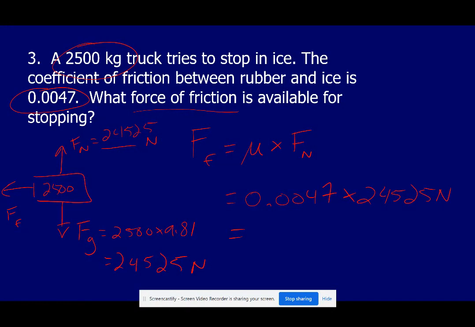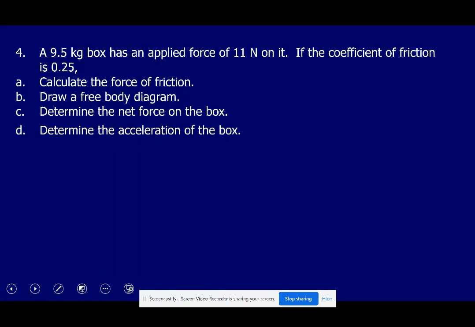0.0047 times 24525. And this gives me, if I'm rounding it to, let's say, 2 digits, about 120 newtons. My calculator actually gave me 115.2675, and to 2 digits I rounded it to 120 newtons.